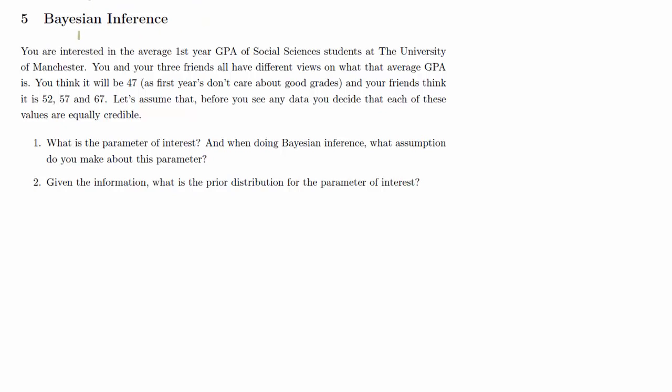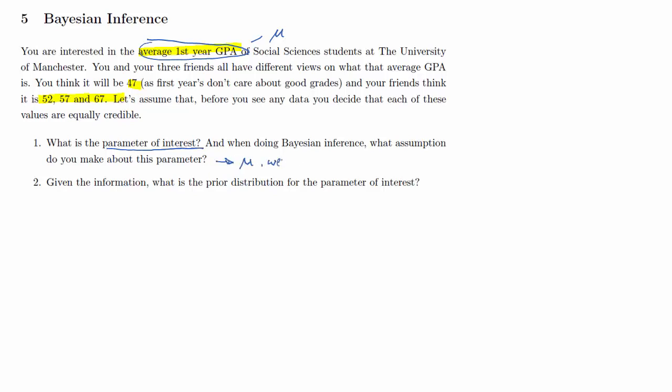So here's a question on Bayesian inference. Let's say you're interested in the first year GPA of a set of students at the University of Manchester, and you and your three friends are thinking about it. You think the average is 47, and your three friends have different opinions. So let's call that average mu. First question is, what is the parameter of interest?